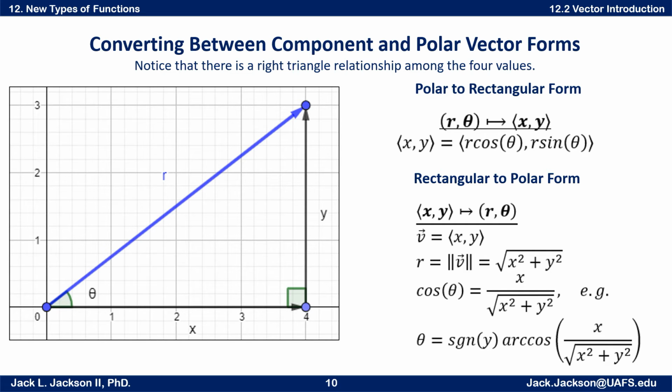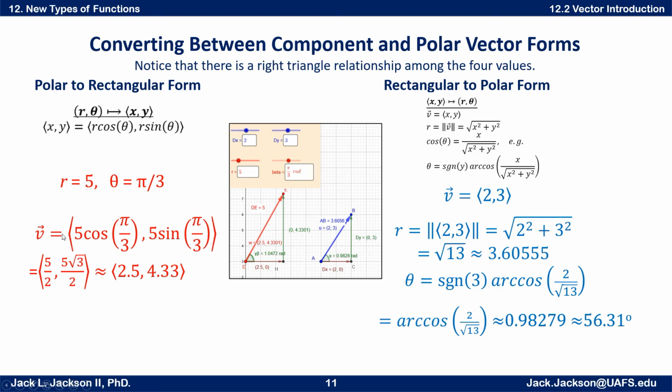But one way we could do this is to do the arc cosine of x over r, or x over the square root of x squared plus y squared. That's the arc cosine of the x component over the norm of the vector, and multiply that by the sign, S-I-G-N, or signum, SGN function of y. Remember, the SGN function of y returns 1 if y is positive, -1 if y is negative, and 0 if y is 0. So that gives you some basic ways to convert.